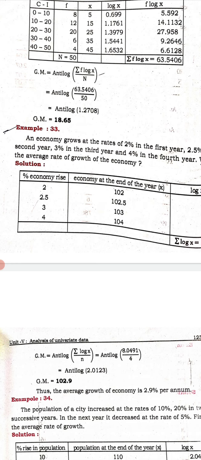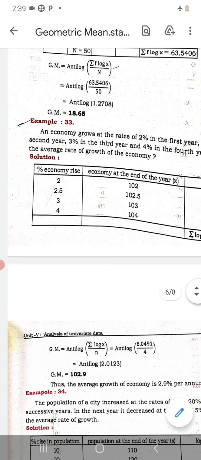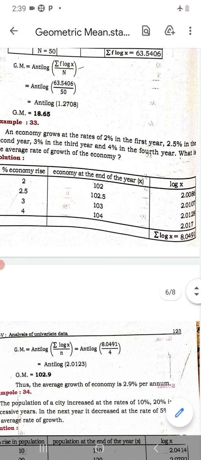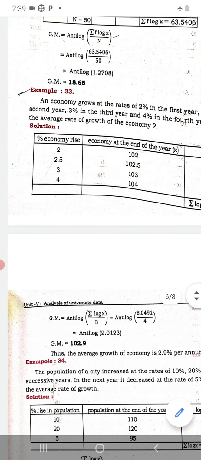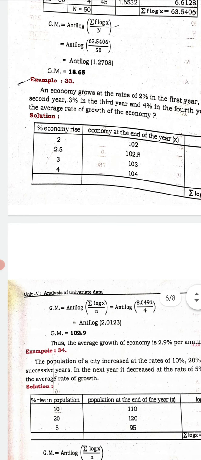Now here, an economy grows at the rate of 2% in the first year, 2.5% in the second year, 3% in the third year, and 4% in the fourth year. What is the average rate of growth of the economy? They have asked. So first of all, when average rate is asked, you have to calculate geometric mean.